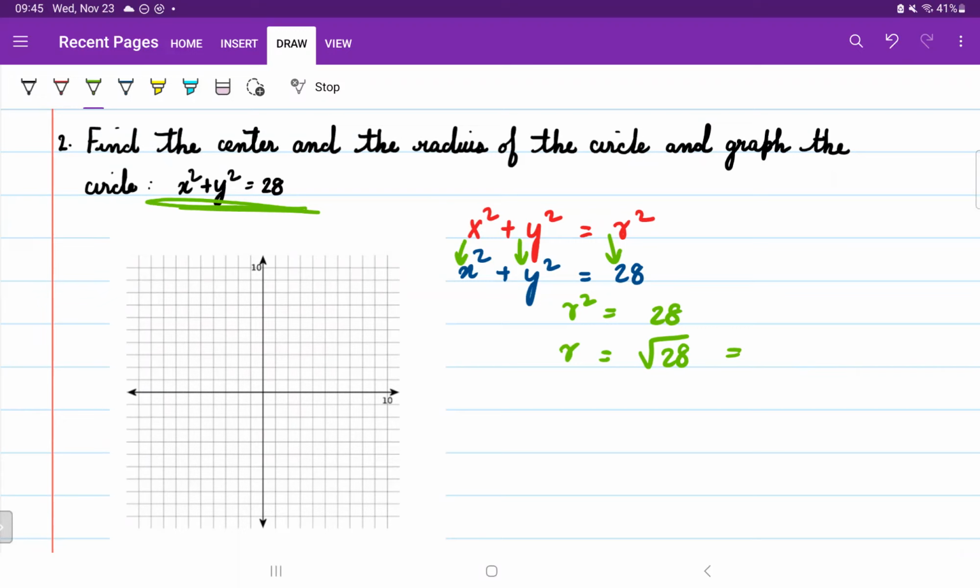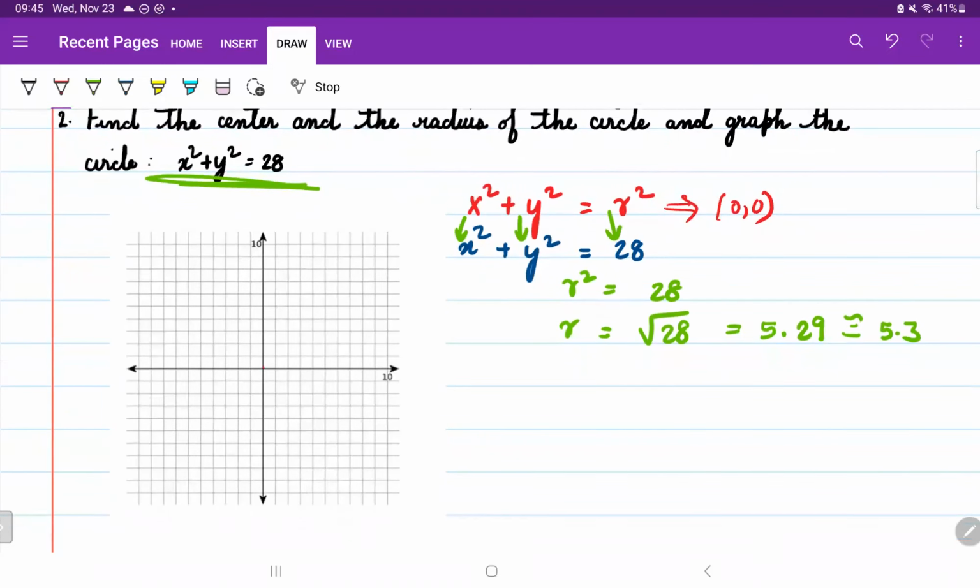So let's do square root of 28, which is 5.29. We will round it off to 5.3. And then we know that this is the equation when the center is 0, 0. So the center of this equation is also 0, 0. So this is our center, 5.3.